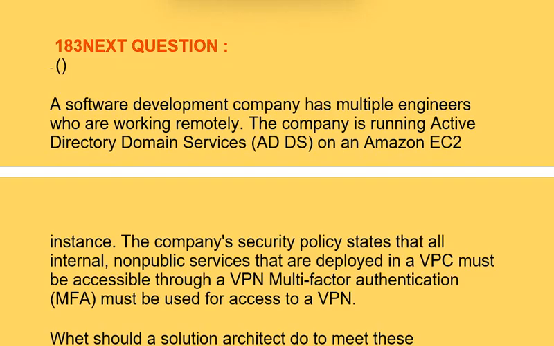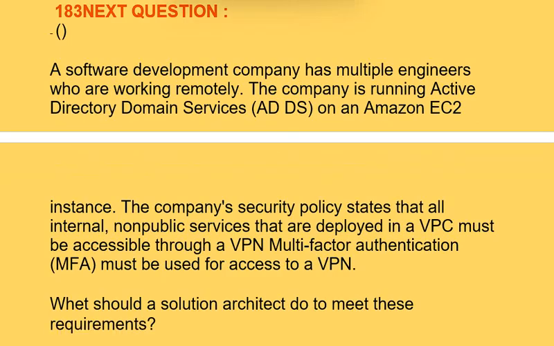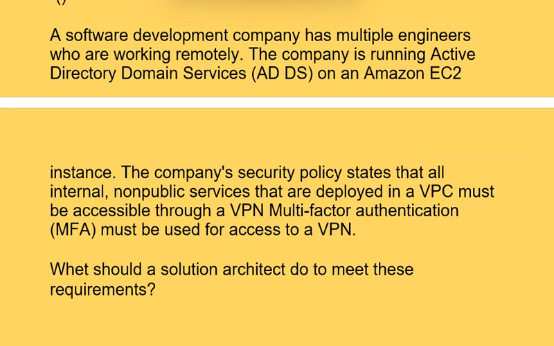Question: a software development company has multiple engineers who are working remotely. The company is running Active Directory Domain Services (AD DS) on an Amazon EC2 instance. The company's security policy states that all internal non-public services that are deployed in a VPC must be accessible through a VPN. Multi-factor authentication (MFA) must be used for access to a VPN. What should a solutions architect do to meet these requirements?